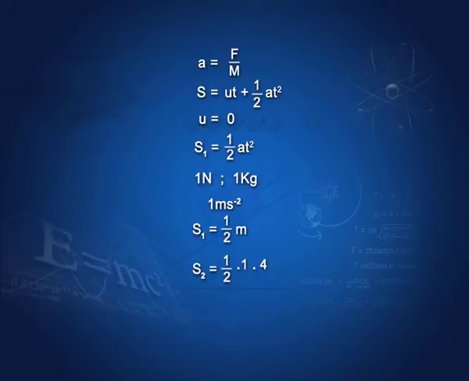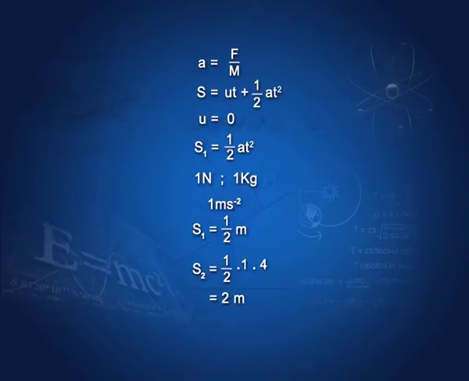Now, let us give some value to the force and mass and acceleration. If a force of 1 Newton is acting on a body of 1 kg mass, we know that the acceleration is 1 meter per second square. Using this, our S1 value becomes half meter, S2 value will be half, acceleration remains the same, and our time becomes 2 square or becomes 4, or you will have a value of 2 meters.